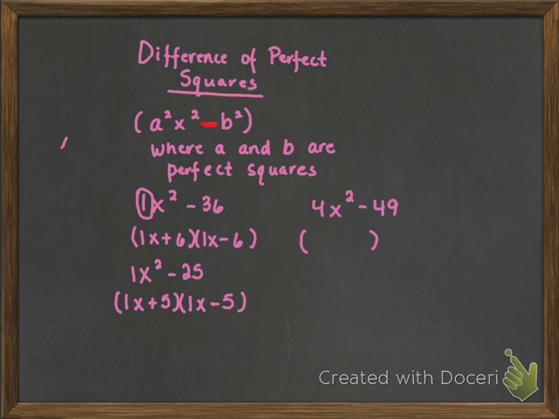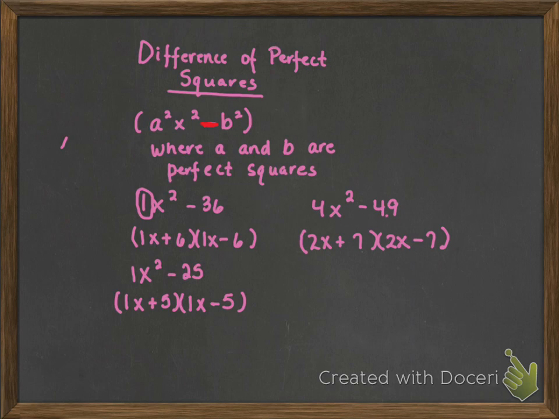I have two sets of parentheses. The square root of 4 is 2, so I'll put a 2 in each leading position. The square root of x squared is x, so I'll put one of those in each. One sign is a plus, one sign is a minus, and the square root of 49 is 7. Okay, so that is the basic difference of perfect squares.